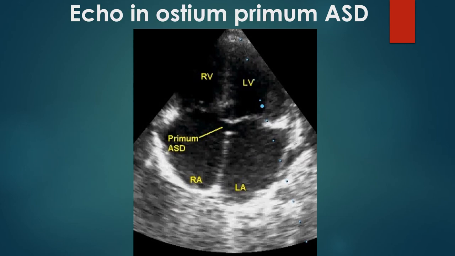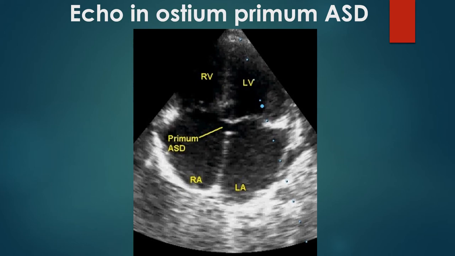Echocardiogram in apical 4-chamber view demonstrating a primum atrial septal defect. Primum ASD is part of the AV canal defect and is sometimes called a partial AV canal defect. In AV canal defects, the AV septum is absent and both AV valves are at the same level.